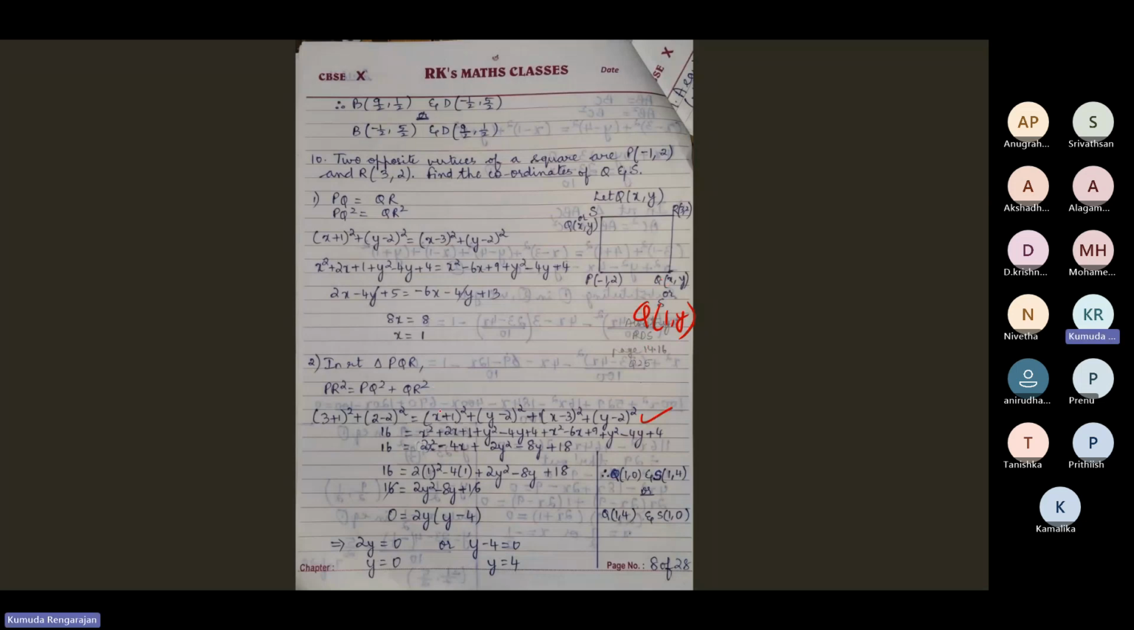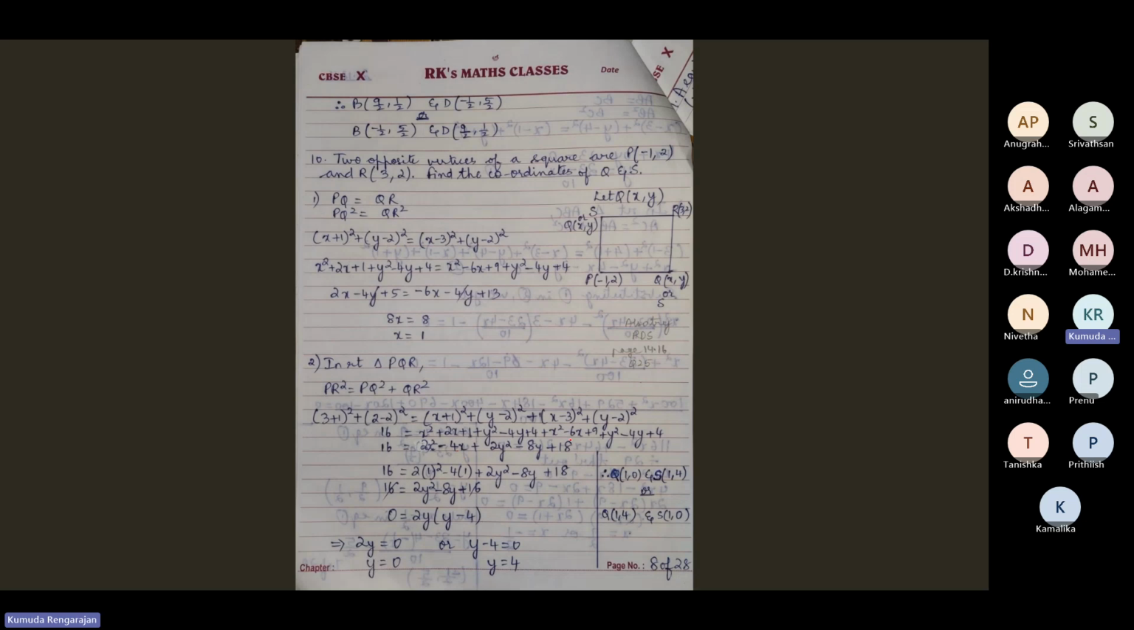That will make your work easier because this will become 1. So 1 plus 1 is 2, 2 square is 4, directly we'll get. And here also, 1 minus 3 is minus 2, minus 2 squared is 4. So that will make your work a little easier. So don't do what I have done. This is not wrong, but don't do what I have done here. So please, after getting x is equal to 1, you know Q is 1 comma y. When you're finding PQ square and QR square, please use these coordinates of Q. I hope all of us understood.